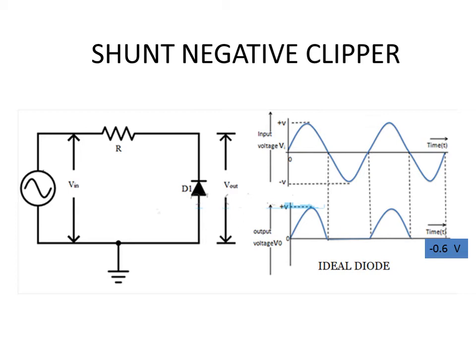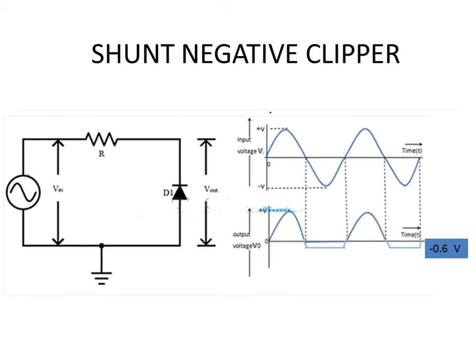Whenever the diode is forward biased, those half cycles will be removed from the output, and whenever the diode is reverse biased, those half cycles will appear exactly at the output. In this case, this diode will be forward biased during the negative half cycles. Therefore the entire negative half cycles have been removed and the clipping takes place at zero level, assuming that the diode is ideal.